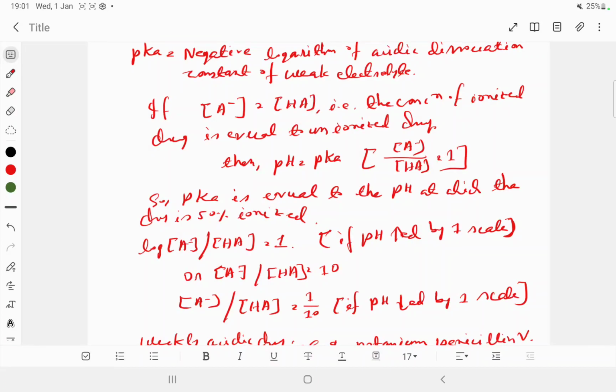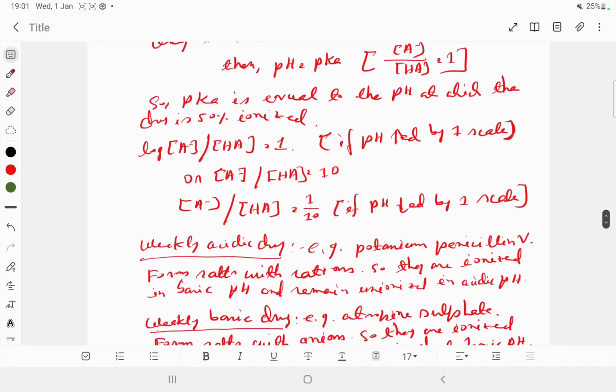So if pH is increased by 1 unit, we can write log of A minus divided by HA equals 1, or A minus divided by HA equals 10. Or if it is decreased by 1 unit, then you can write A minus divided by HA equals 1 by 10.